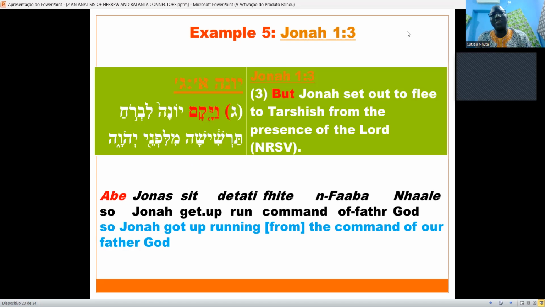For example, in Jonah chapter 1, verse 3, it is read in Hebrew, Vayakom Yona livroha Tarshisha milifne Adonai. But Jonah set out to flee to Tarshish from the presence of the Lord. In Balanta it is read, Abe Jonah sit data fitting Fabanghale. So Jonas got up running from the command of our Father God.